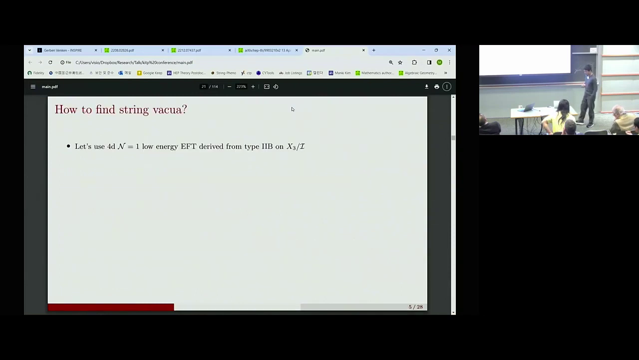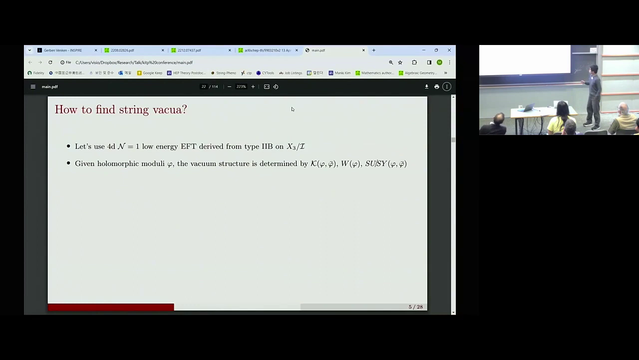Okay, so then how do we find interesting string vacua? I'll use the language of 4D N=1 effective field theory. And in this EFT, there are holomorphic moduli fields, and they will determine the vacuum structure. Especially there are 3 quantities that are very important. The first one is the Kähler potential, which is a real function of moduli. And this is the superpotential, which is a holomorphic function of moduli. And this is the explicit SUSY breaking source, which is obviously a real function of moduli.